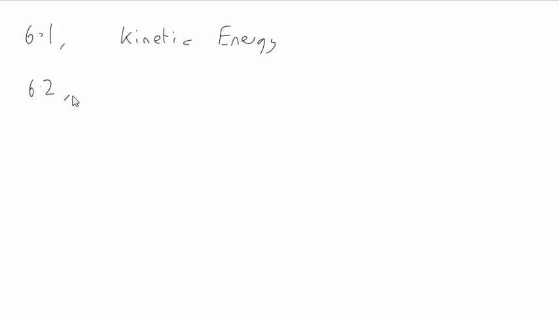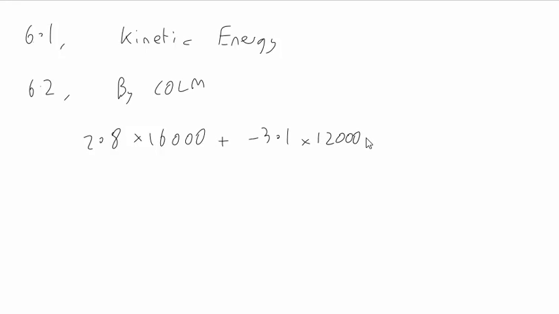In 6.2, we're to show that the speed of the joined trucks after the collision is about 0.3 meters per second. Well, by conservation of linear momentum, we have 2.8 times 16,000 plus minus 3.1 times 12,000, that's our initial momentum, must equal the combined mass of 16,000 plus 12,000 times V.